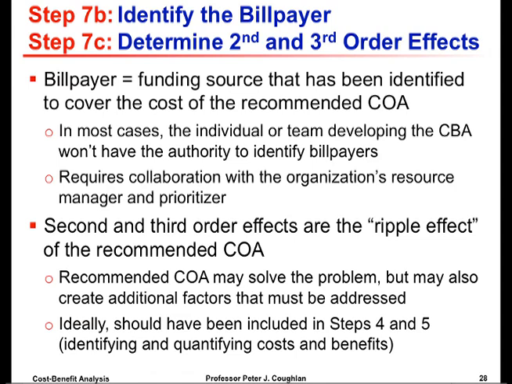Step 7C determines second and third order effects, right? These are the ripple effects of a course of action. The recommended course of action might solve a problem, but it might also create additional factors that must be addressed. My opinion is that ideally those should have been included in steps 4 and 5. You should include second and third order benefits and costs in your cost-benefit analysis. So I'm not really clear why it comes up here, but maybe it's once you've got your chosen alternative, doing a deeper analysis of that alternative.